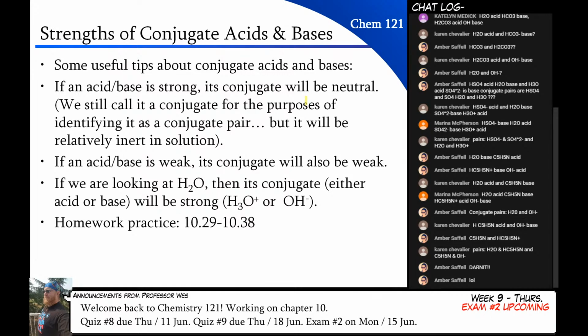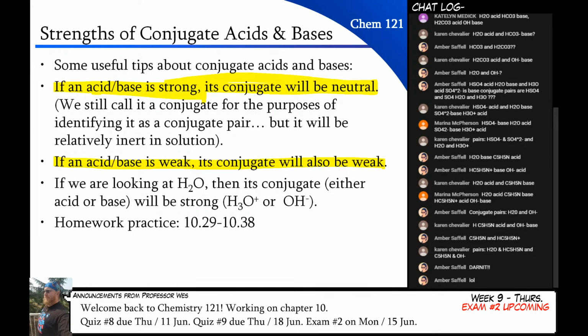If you're looking at conjugates, there is a link between 2 conjugates. The conjugate of a weak acid will also be weak. So weak acids and weak bases will conjugate together. But the conjugate of a strong acid or base will be neutral. And so whenever you are pairing 2 things together to try and pair conjugates together, even though it's neutral, we'll still call it whatever you think it is as it's acting in a reaction.